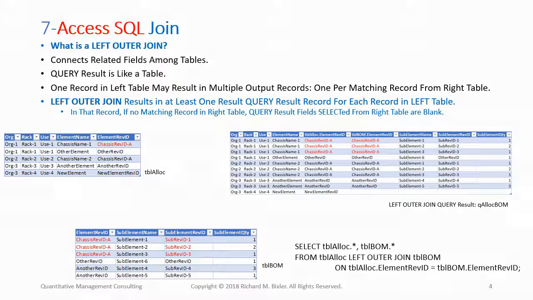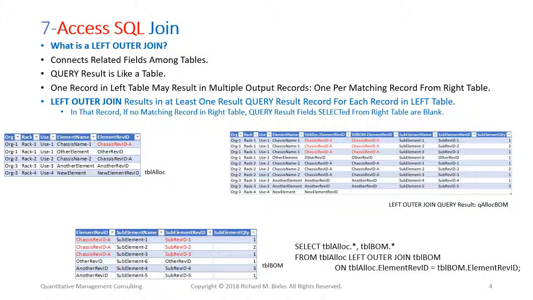BOM and describes what elements are needed in order to build each type of equipment. The equipment type is specified by field element rev ID, and the subelement is named and specified by field subelement name and subelement rev ID. The quantity of each subelement needed for one element rev ID is specified by field subelement quantity. The field element rev ID was designed to be used as a join key in each table.